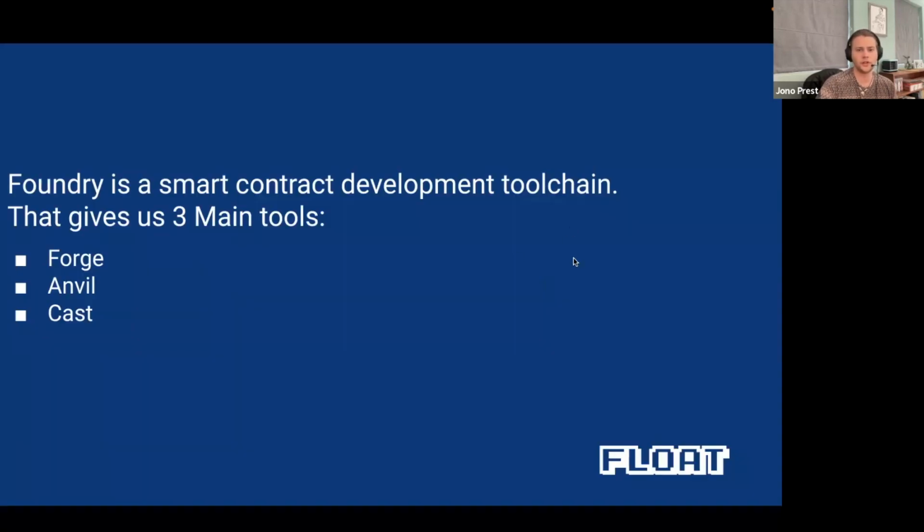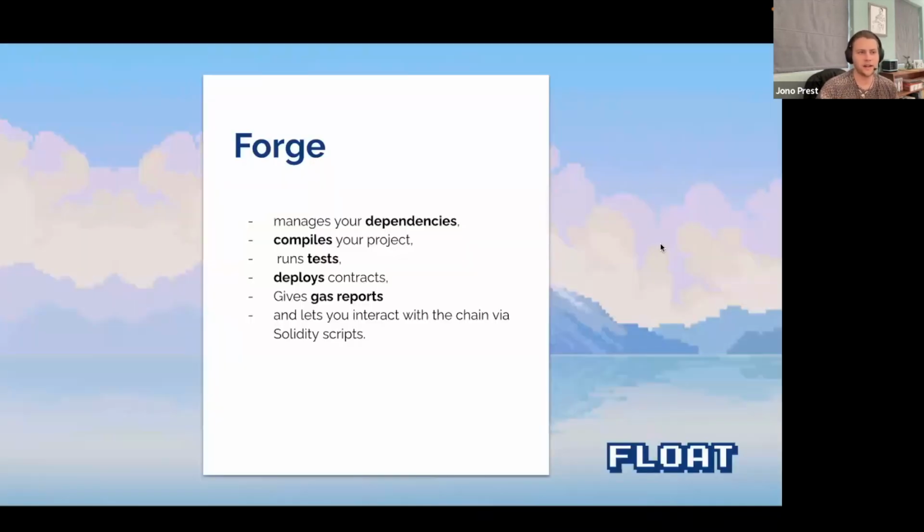Forge manages your dependencies. It allows us to install things like OpenZeppelin contracts so that we can get those ERC20 interfaces. And it compiles our project, so it will compile that ABI and bytecode. It runs tests, it deploys contracts, gives us gas reports, and it lets you interact with the chain via scripts. Cool, so that's Forge, and this is the bulk of the Foundry toolchain that we use.